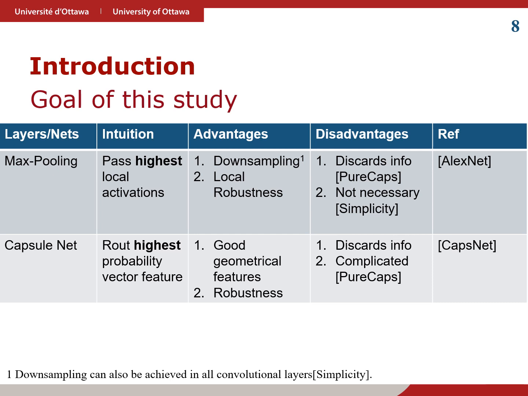For max pooling, we pass the highest activation. It's used for downsampling, but I really hesitated to include this as an advantage. It really is just a feature, because there are other ways of downsampling, say for example if you use a strided convolution instead. It is robust, but a consequence of this highly robust feature is that it comes with discarding too much information. For capsule nets, we route the highest probability vector feature, also named capsule. It yields great geometrical features, but as previously mentioned, this can also be explained by the higher order convolution. It is robust, but as a consequence, we need to discard information as well.